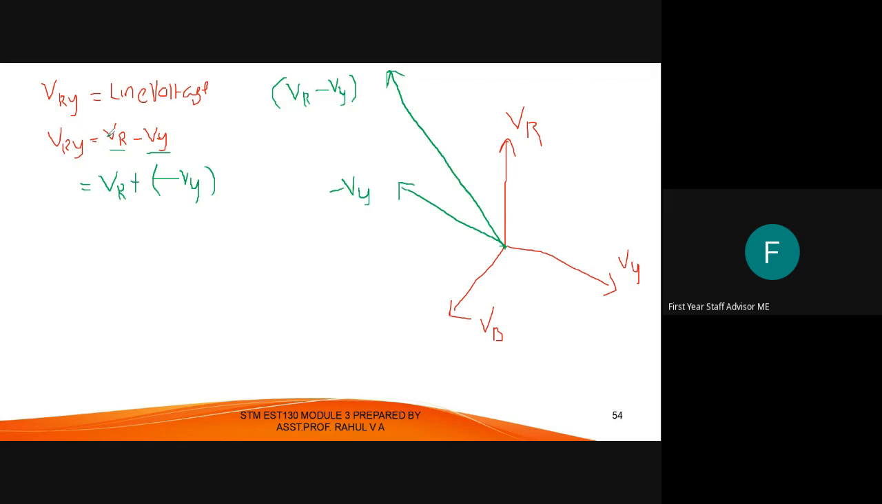And phase voltage means it is a voltage between line and a neutral. That is Vr. Example is Vr. This voltage at R is measured with respect to neutral. And for this line voltage, I know that Vry, for example Vry, it is the potential difference between R and Y. So I can write Vry equal to Vr minus Vy. Okay.